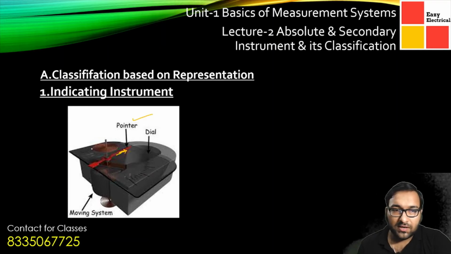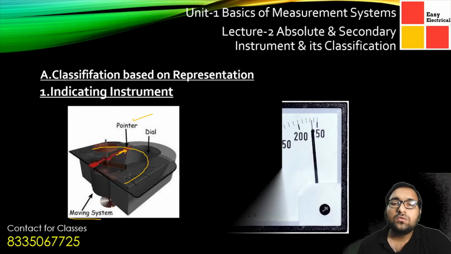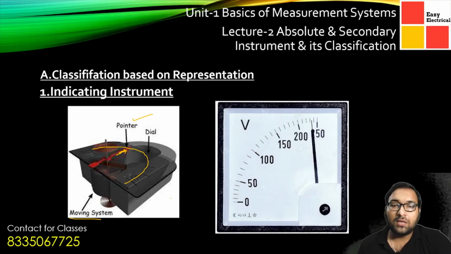Here you have a graduated dial, as a dial is also shown. Here is the moving system, and this moving system allows the pointer to move. And here you can see a spring is also there, through which the current is also passed. So a common example of an indicating type instrument is a voltmeter. Ammeter and wattmeter are also examples of indicating type instruments.